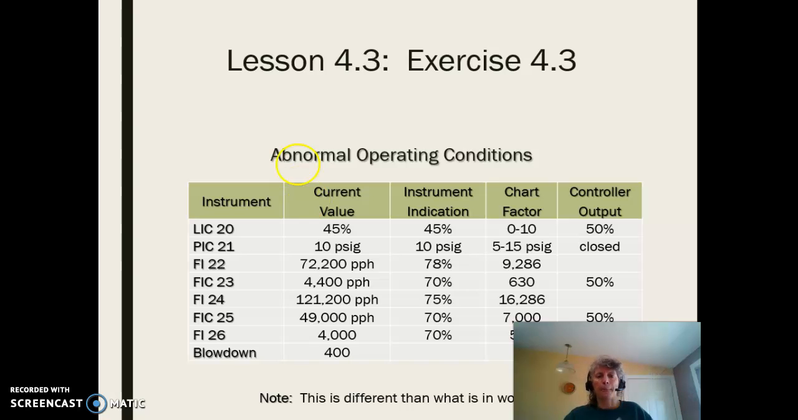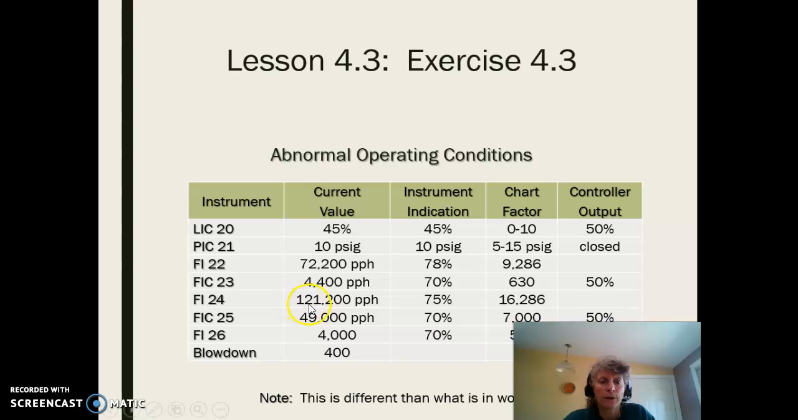So this is 45 and 45 and 50, and they're actually the normal numbers. Pressure's at 10 and closed. That's the normal numbers. FI22 though has increased. It's 7220, so this is one of the new numbers. FIC 23 is normal at 4400 and the valve's open at 50%, which is normal.